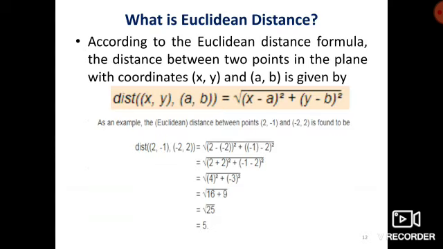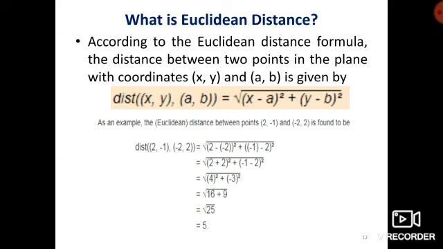Now, before going to agglomerative clustering, what do we mean by Euclidean distance? According to the Euclidean distance formula, the distance between two points in the plane with coordinates x, y and a, b is given by the formula. So by putting in the values, the distance between x, y and a, b is measured by the Euclidean distance formula.